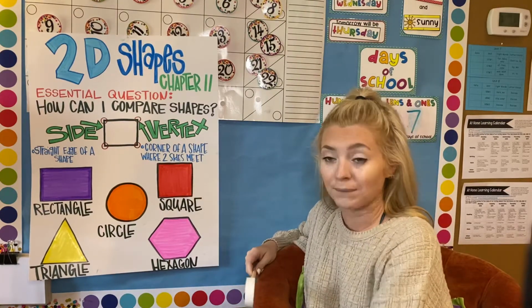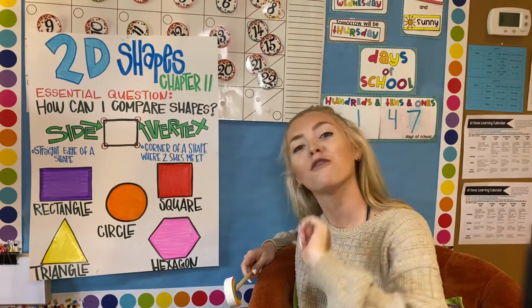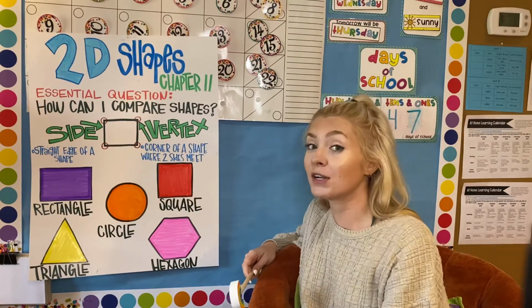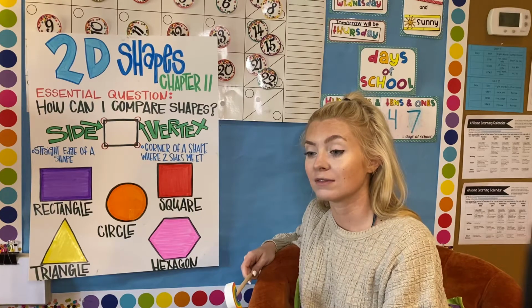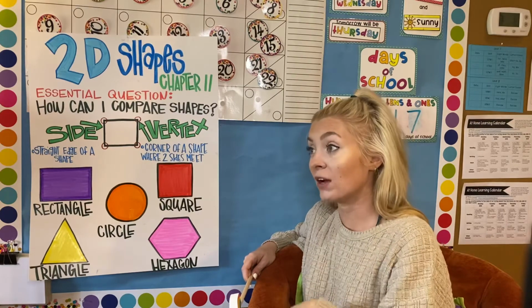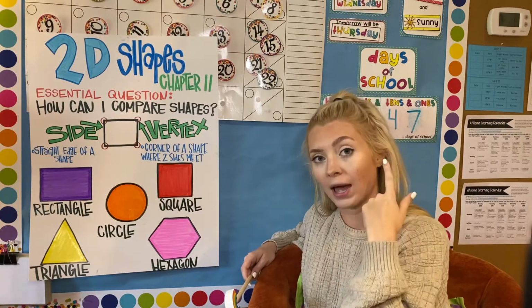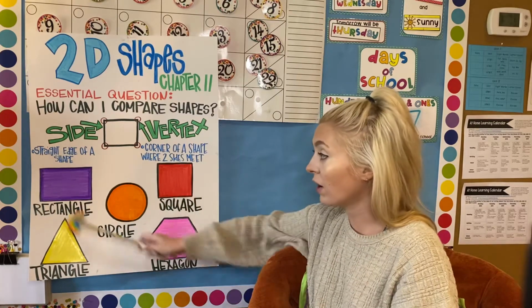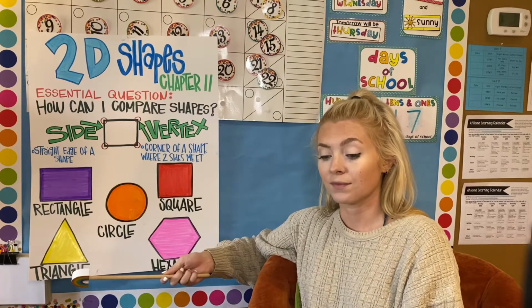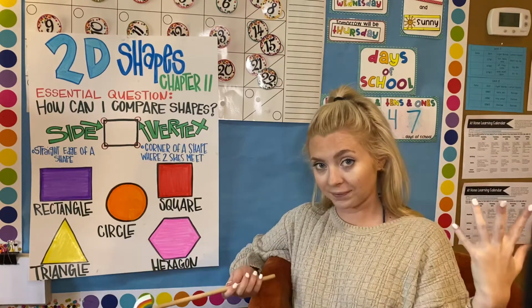Next, we have a square. How many sides does a square have? 4. That's right. And then how many vertices does a square have? 4 also. What is fun about a square is that all 4 sides are the same length. So think about, in your head at home, what makes a square and a rectangle alike and what makes them different.